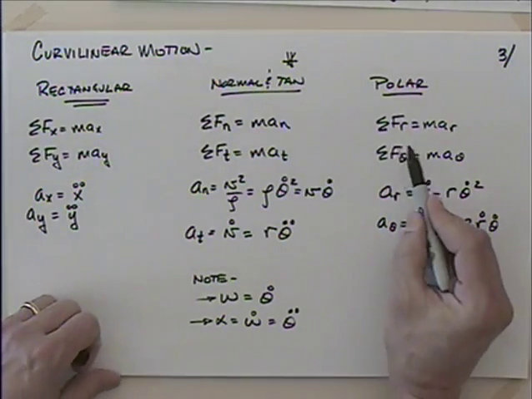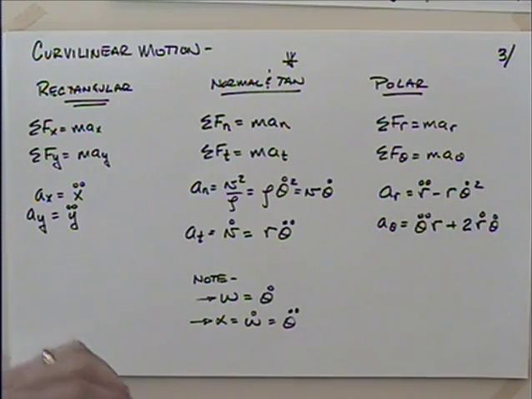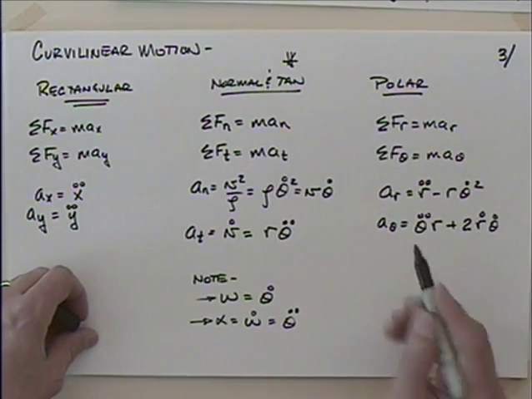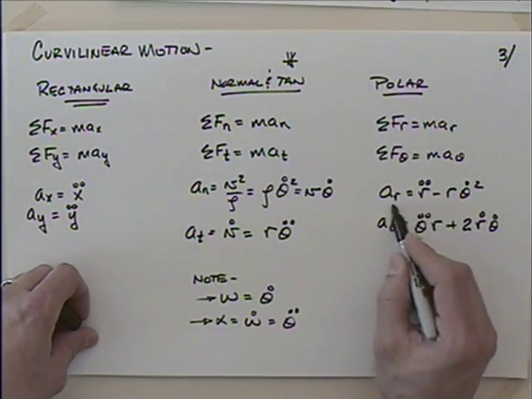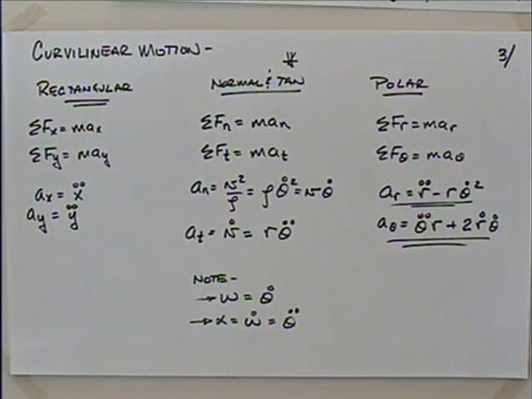Polar: the sum of the forces in the r direction is equal to mass times acceleration in the r. The sum of the forces in the theta is equal to mass times acceleration in the theta. And then what's the acceleration in the r and the theta? Those were the long pieces that you probably want to put on your formula sheet. They're a little bit hard to remember. We derived those when we were going through that.